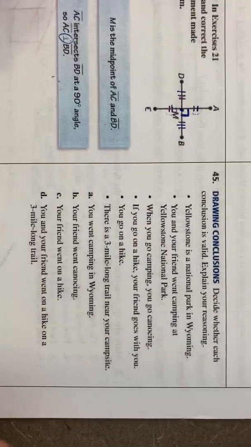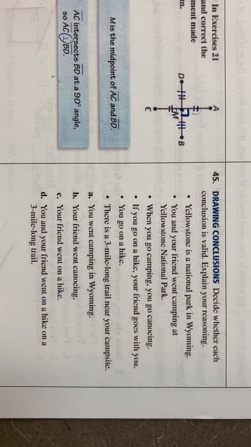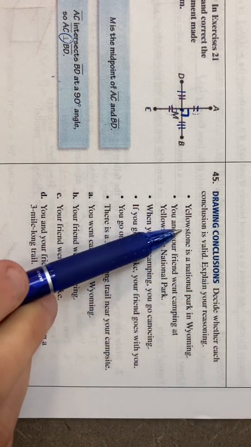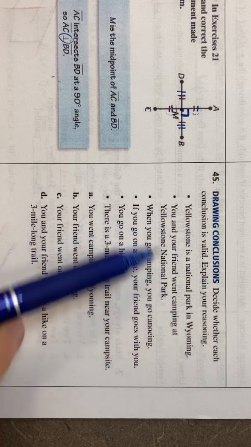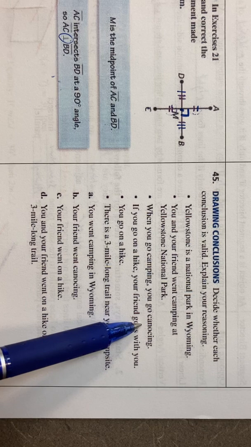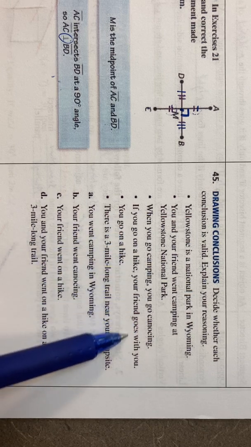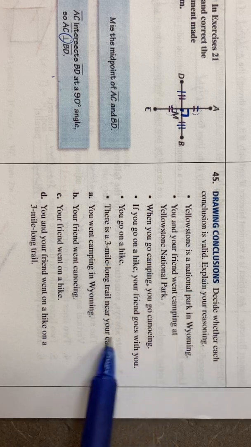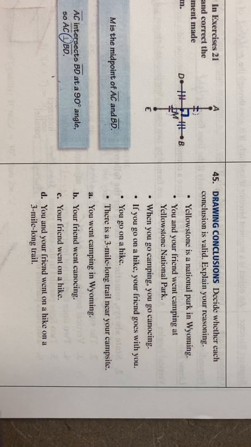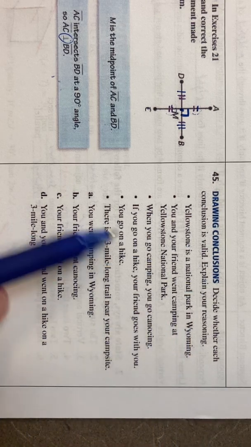45. Now this is deductive reasoning at its purest. We have facts. Yellowstone is a national park in Wyoming. You and your friend went camping at Yellowstone National Park. When you go camping, you go canoeing. If you go on a hike, your friend goes with you. If you go on a hike, there's a 3 mile long trail. So these are all facts. Now they might not be in the right order, but can you use these facts to determine if this is true?